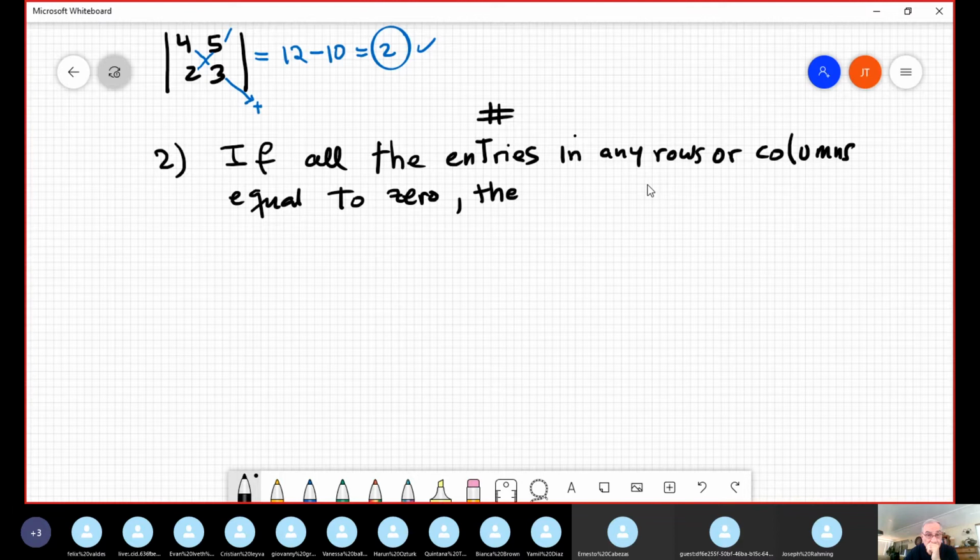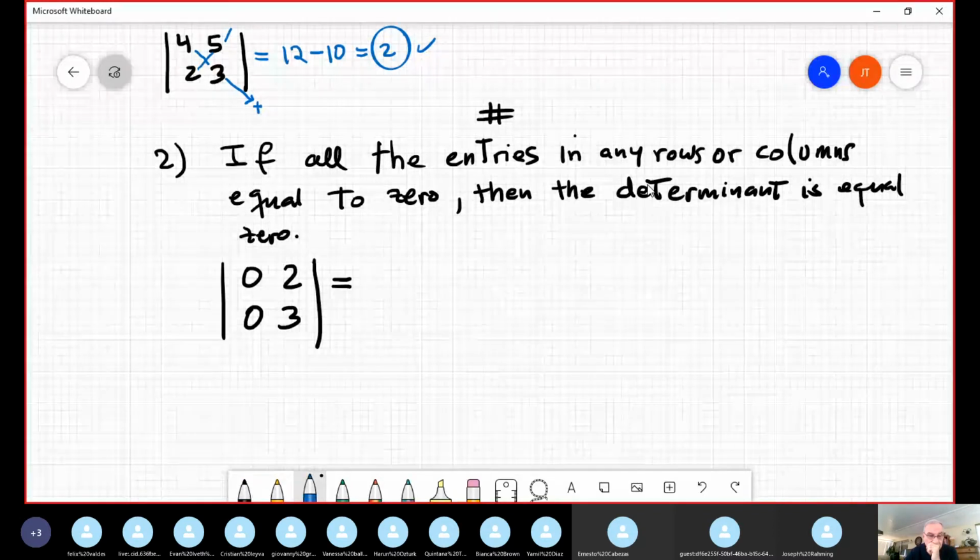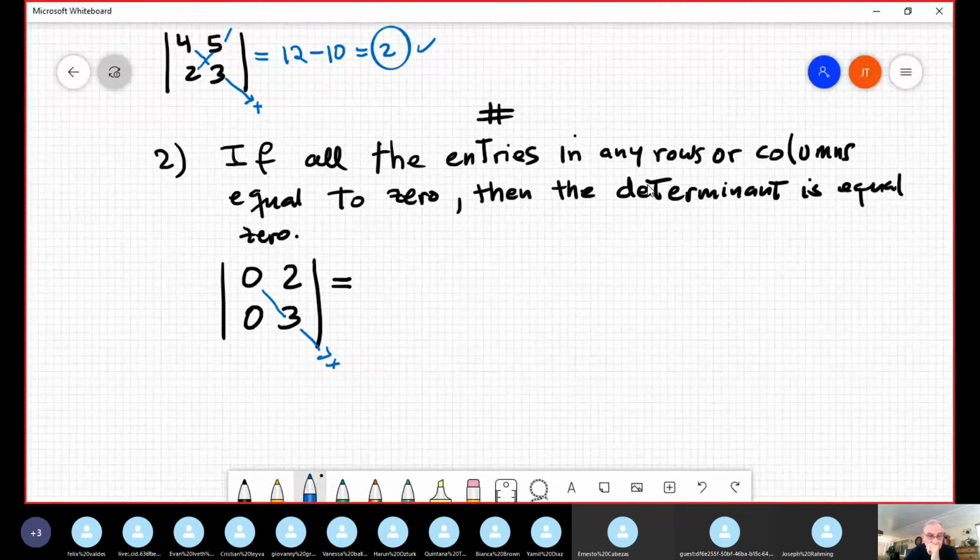Then the determinant is also 0, equal to 0. This is obvious. This is elementary idea. But just in case, I want to put one couple of examples. Suppose 0, 2, 0, 3. I put the column number 1 just 0, 0. When you are doing the multiplication, 0 times 3 is 0. 0 times 2 is 0. So 0 minus 0 is 0.